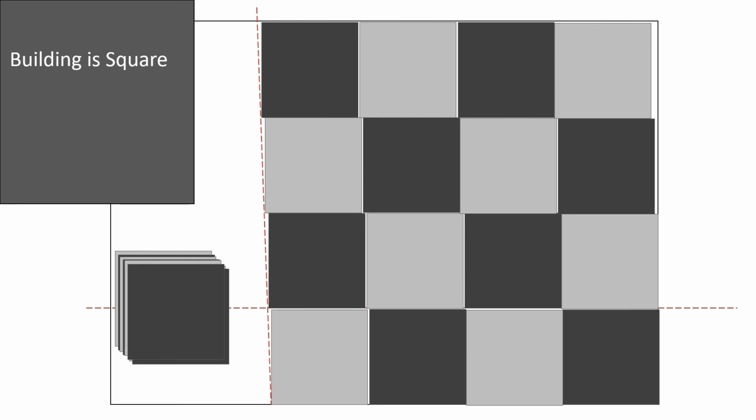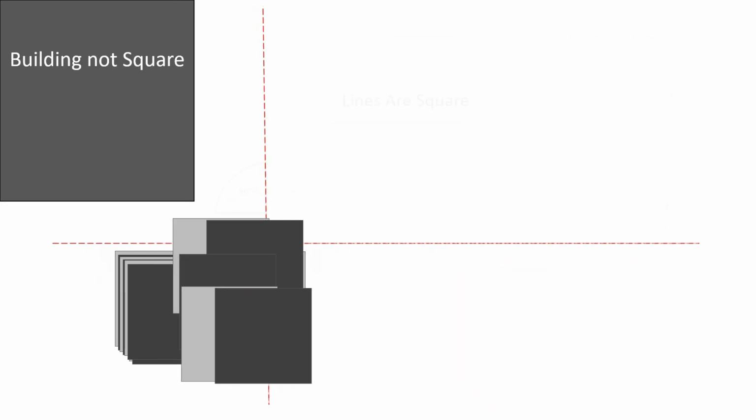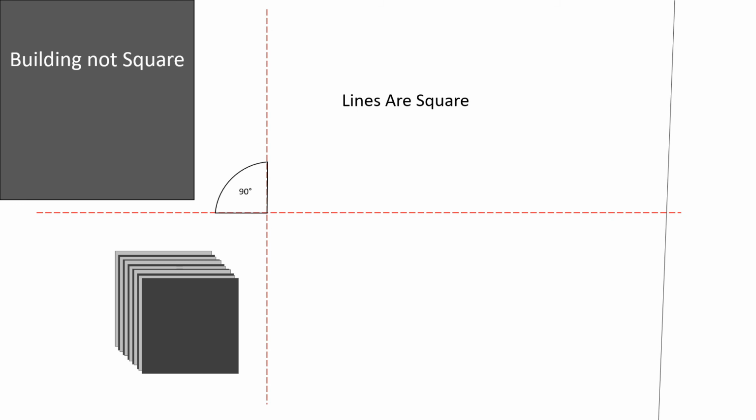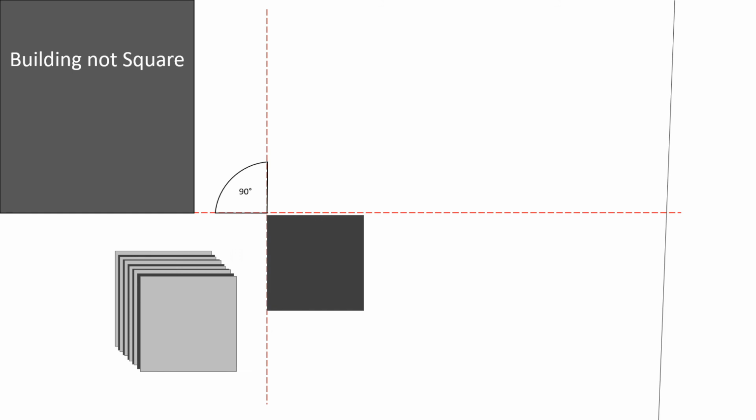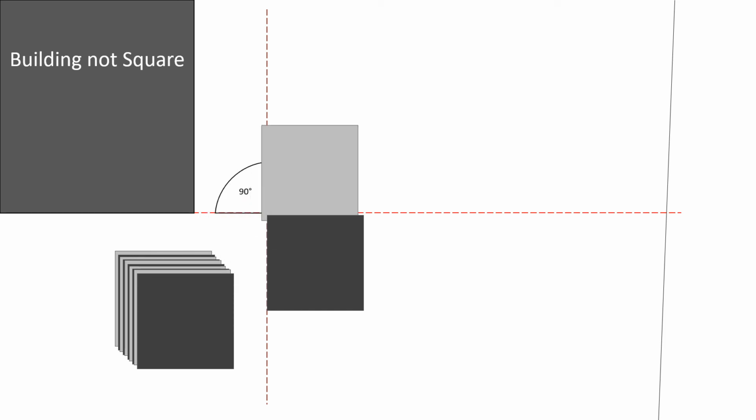So let's look at another example. All right, in this situation, the layout of the lines has been snapped correctly. They intersect at a perfect 90 degrees. First tile is always laid at the intersection. Then another. You can go any direction you want to as long as you lay to the line.